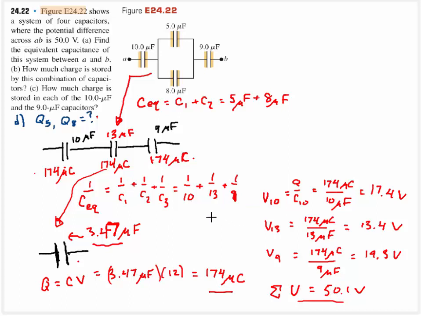Now we know what the voltage drop is across this 13 microfarad capacitor. It's going to be 13.4 volts. That's going to tell us that there's going to be 13.4 volts across this 5 microfarad capacitor. There's also going to be 13.4 volts across this 8 microfarad capacitor.